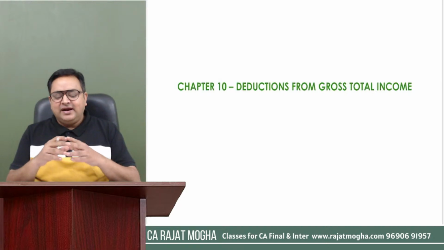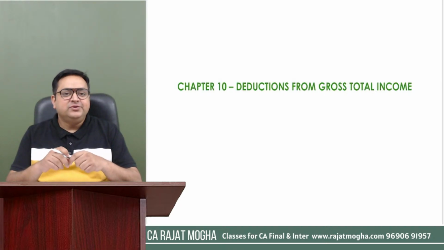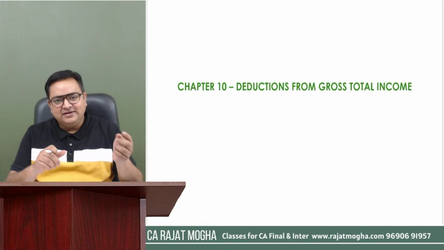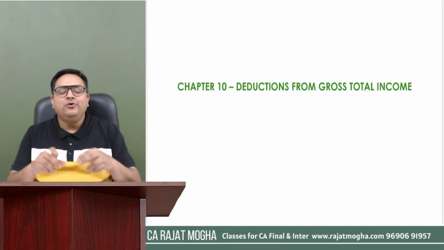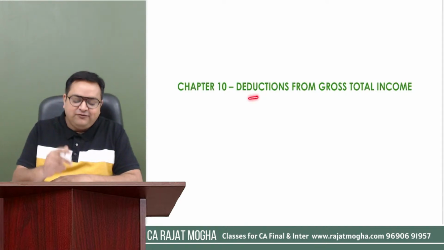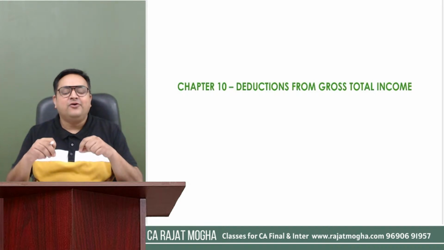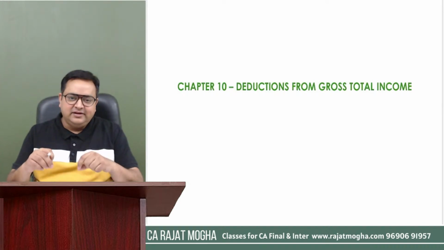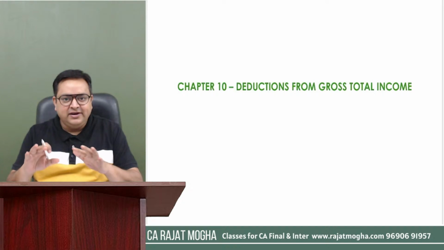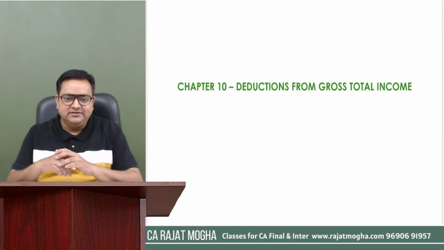Basically, this chapter is for those individuals and HUFs who are opting for the optional tax regime. Because if the assessee is opting for the new tax regime, that is the default tax regime, in that case only very few sections are applicable. Otherwise, all the sections are only for the person who is opting for the optional tax regime.